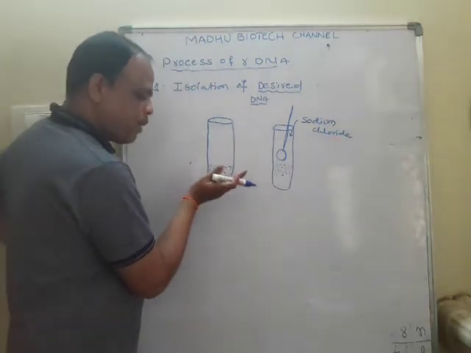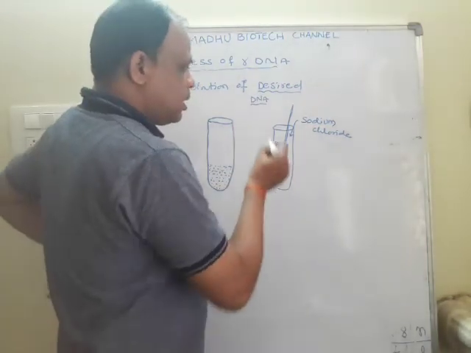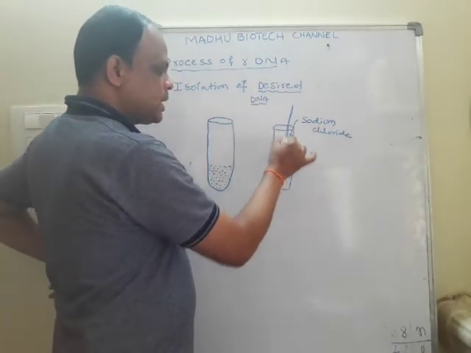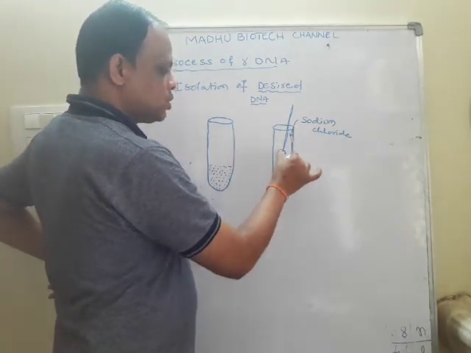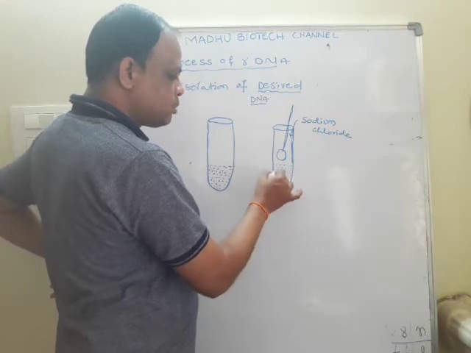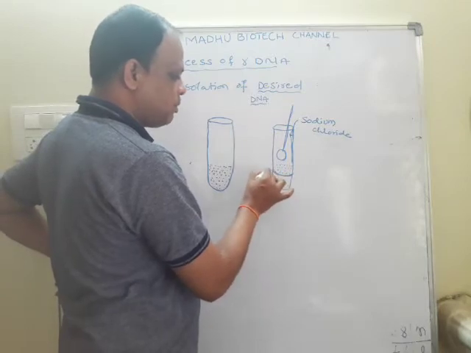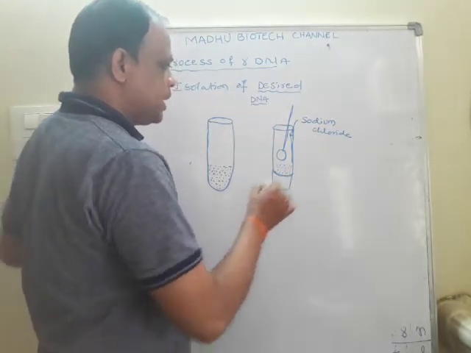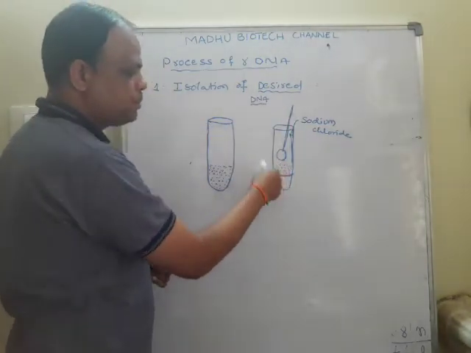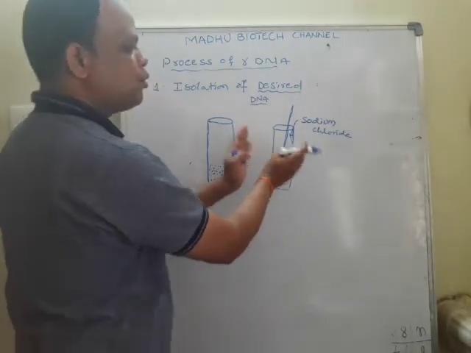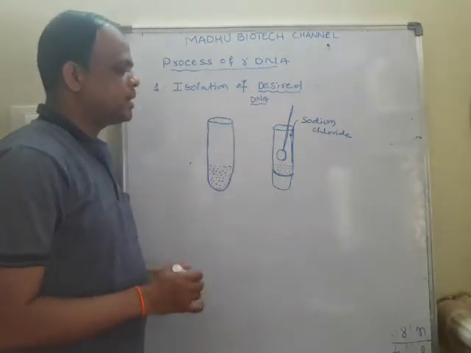So at that time the white thread-like DNA comes to the upper side. Then we pour chilled ethanol inside the test tube along the walls of the test tube. So at that time, between the sodium chloride and DNA, an alcoholic ethanol layer is formed. Then with the help of spooling we spin within the test tube, and the thread-like structure, in pure form, we isolate. This is the first step of isolation of the desired DNA.